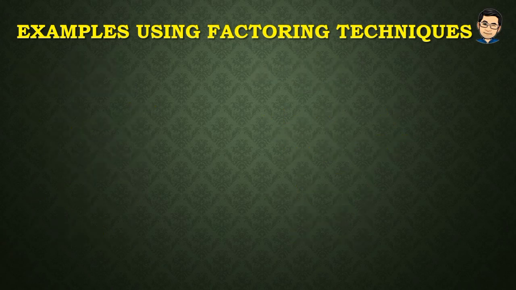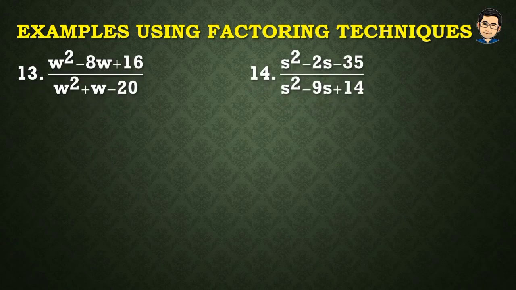So, let's have number 13. W squared minus 8w plus 16 all over w squared plus w minus 20. So, yung ating numerator, pwede natin siyang i-factor using perfect square trinomial. That is w minus 4 times w minus 4. So, paano natin yan nakuha?